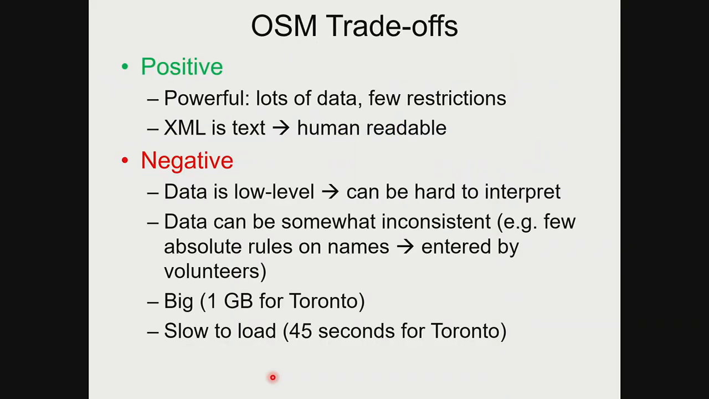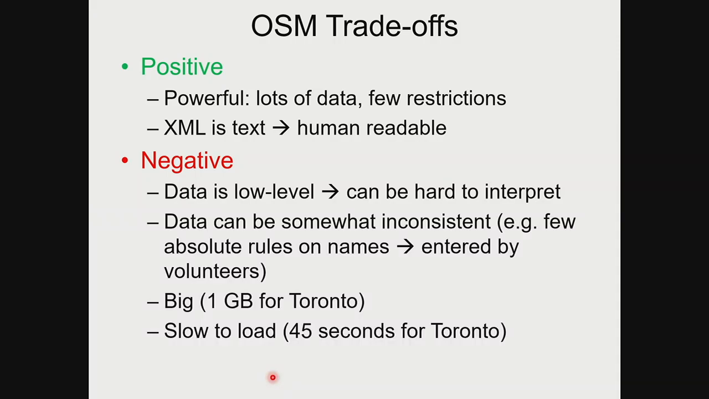it quickly and efficiently. So, some of the trade-offs of the OSM data. The positives are that it's very powerful. With only 3 entities or classes, we can represent any city in the world. It's XML, so it's human readable. It's very easy to understand. The problem is that the data is very low level, so you need an expert in maps to be able to interpret this data.